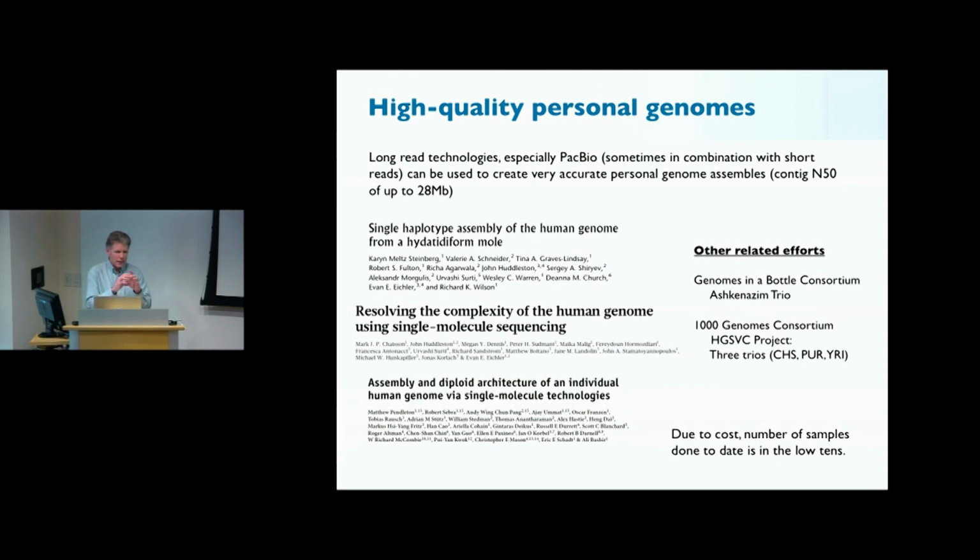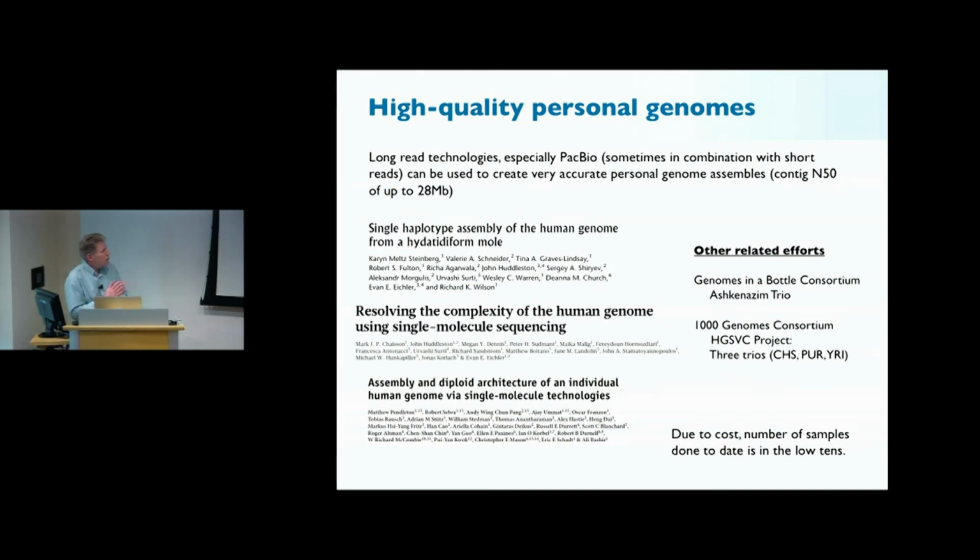The goal is to get an assembly of one person and to get actually two assemblies, one for each haplotype. And if you can do that, I call them these immaculate genomes. Then you can just take that genome and align it to the reference, for example, and read off differences to the reference. Or you can align two people's personal genomes and look at the differences between them, and you can read off the structural variation.